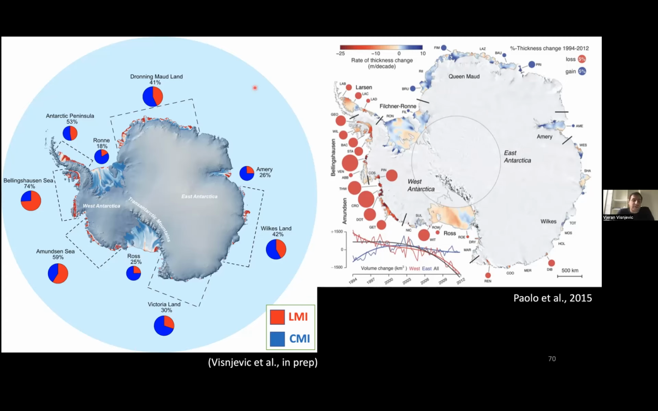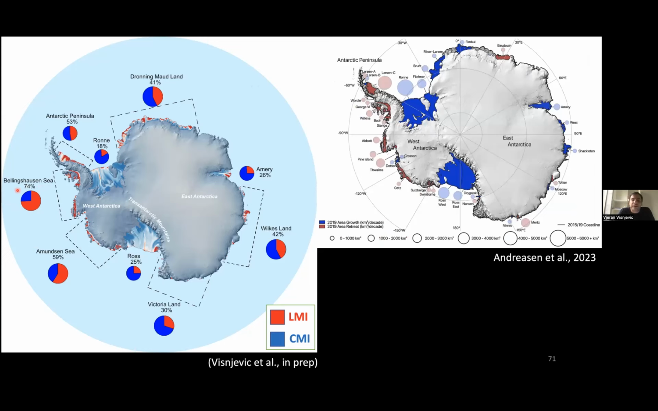So the ice shelves that are dominated by local accumulation are already thinning, and they will continue to thin even more. This can be even better seen in a study by Andersen et al. this year, where they show the area growth and area retreat in square kilometers per decade, and you can see that the ice shelves that are dominated by locally accumulated ice are already losing area, and they are losing their thickness, while the big ice shelves and the ones dominated by continental ice are not.